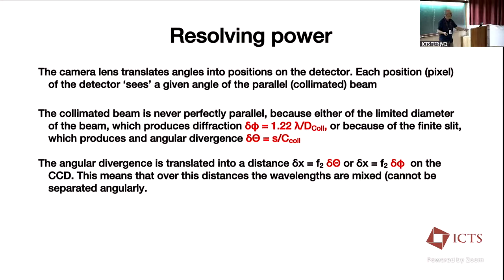So if your slit is very narrow, you will end up being diffraction limited. The divergence inside the collimated beam is given here by this formula, which you should all know by heart, where D is the diameter of the collimator. If you are limited by the slit width, then the divergence will be given by the slit divided by F collimator, the focal length of the collimator.